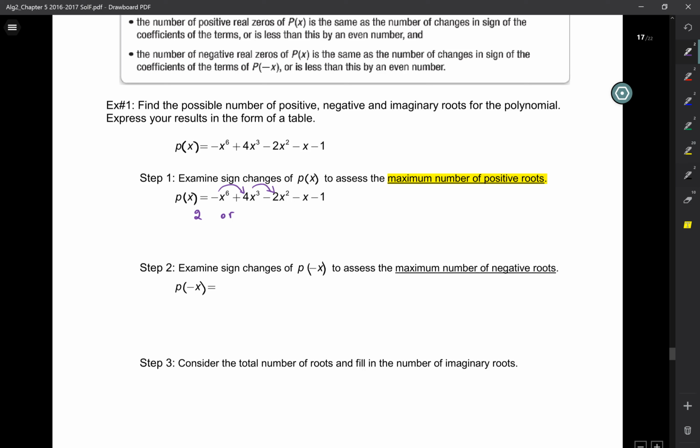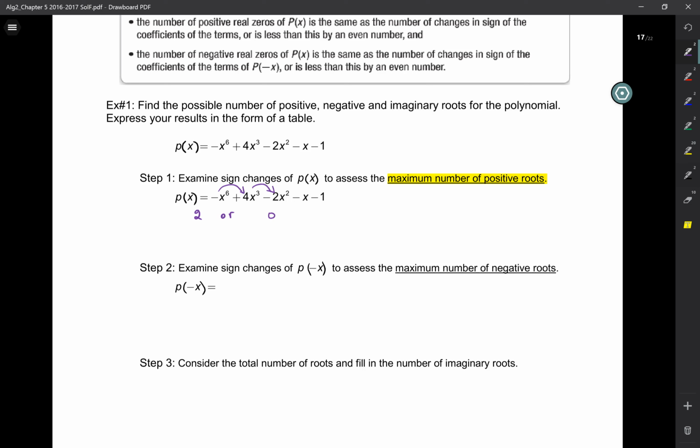Now you take this maximum number and you keep subtracting 2's from it. Why 2? Because that's what Descartes said. If we ever run into him, we'll ask him why it's 2, but for now it's 2. So it's 2, or if you subtract 2 from this number, you get 0. Now, suppose when we counted the sign changes we got 4. Well, 4 minus 2 is 2, so it'd be 4 or 2 or 0.